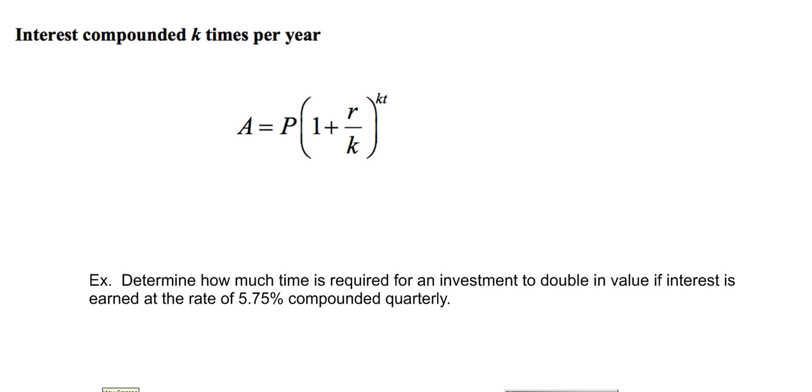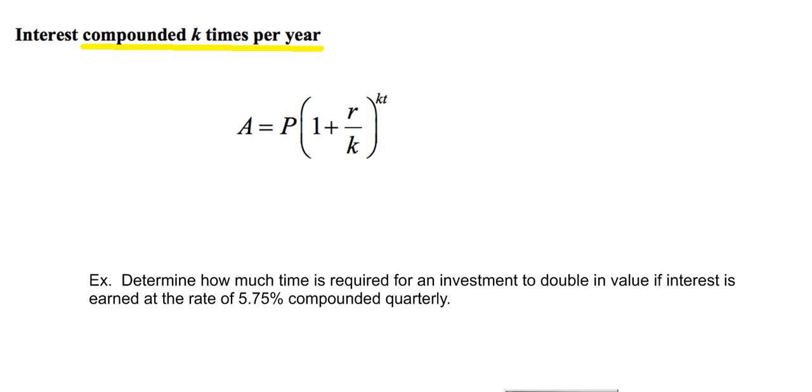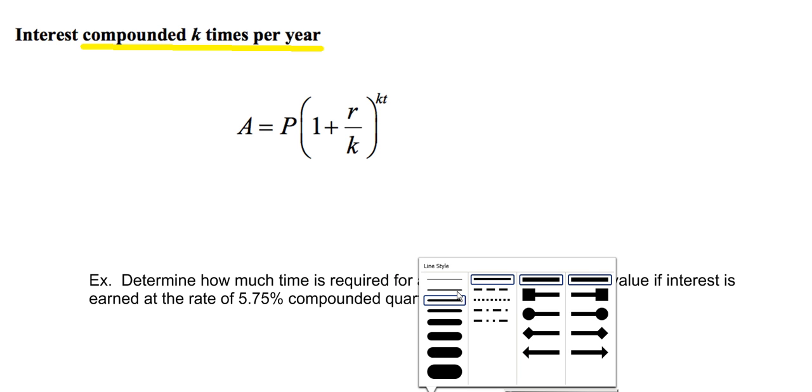Alright, so let's look at our two main formulas that we're going to be using for interest. One type is when we have interest compounded over a certain interval, a certain number of times per year. Okay, so we've got this formula here. We've got A equals capital P times in parentheses 1 plus r over k to the kt power. Alright, so let's break this down. Let's see what each of these pieces is referring to.